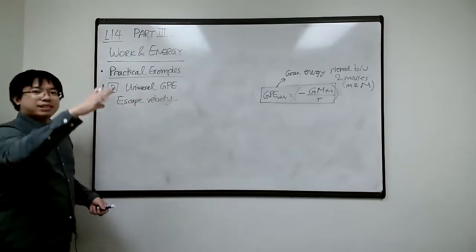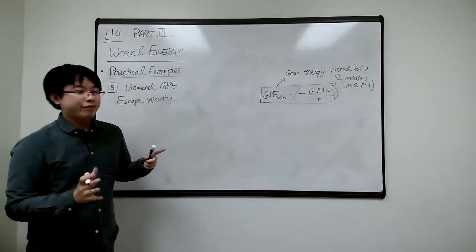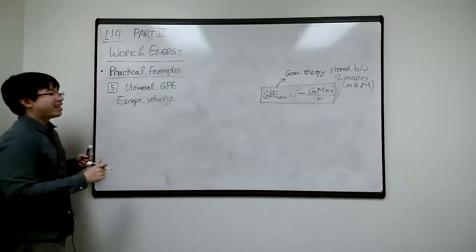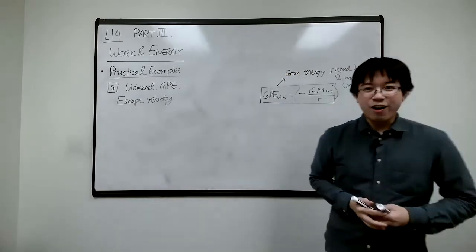Notice the mass of the object doesn't matter. If you can jump at a certain velocity, how fast must you launch yourself so you can never come back to Earth? All right, that's my question. Let's see if we can calculate it with all we have known.